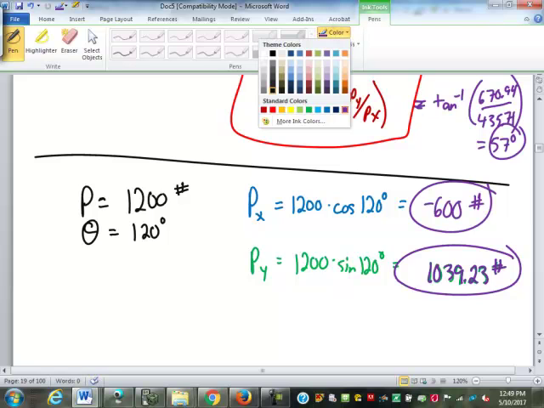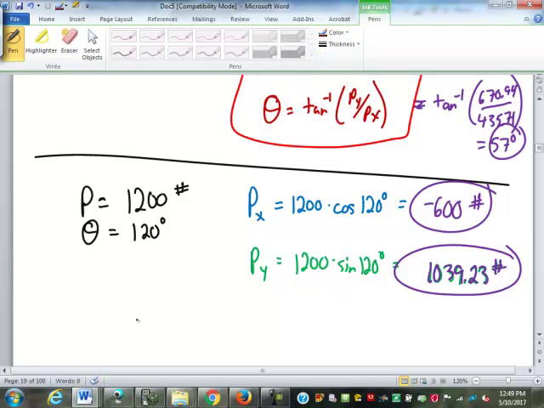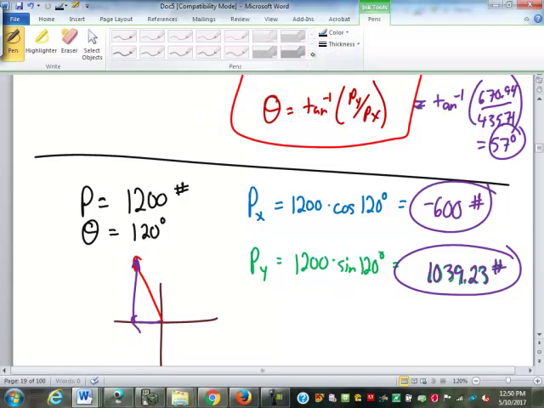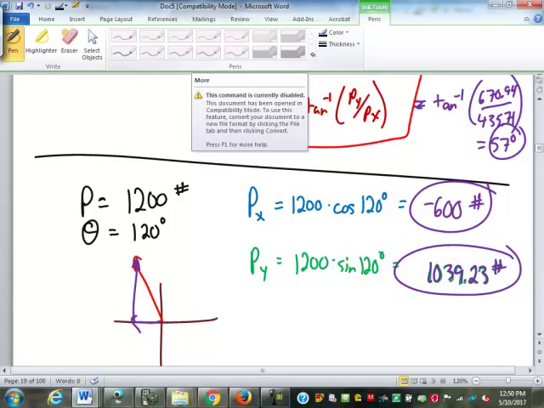Now, why does that make sense? Remember, 120 degrees would be going in this direction, right? So the horizontal component is going in the negative direction. The vertical component is going in the positive direction. Does that make sense? You have to be aware of those positives and negatives when we're going the other direction.